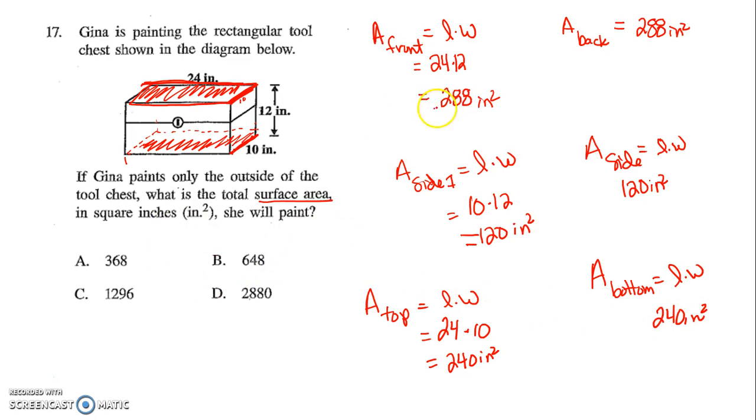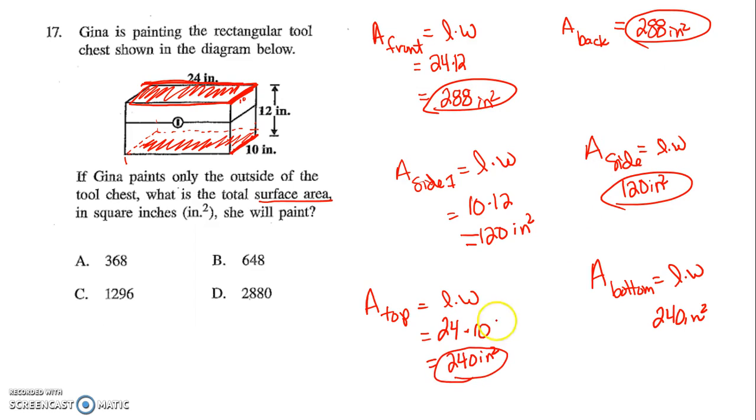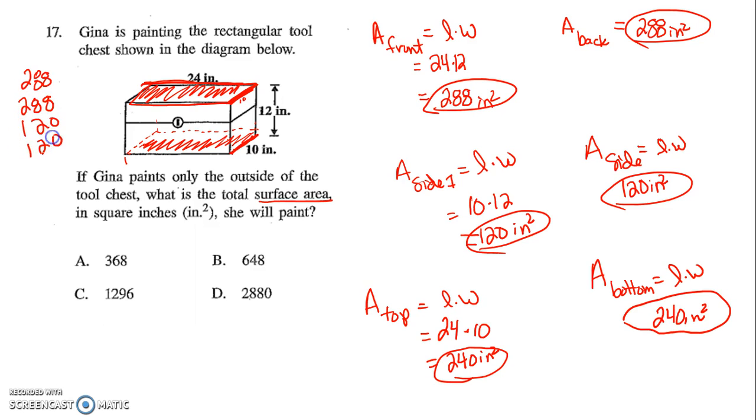And you know now to find surface area, we have to add up the areas of each surface. So I'm going to add all these areas together. Hopefully my video doesn't run out. So we have to do 288 plus 288 plus 120 plus 120 plus 240 plus 240. We're going to add those up. That'll give us our surface area.